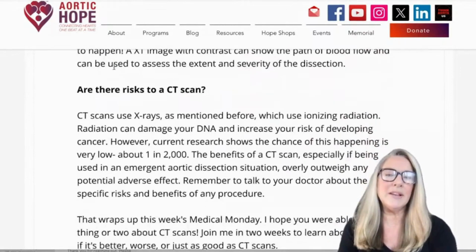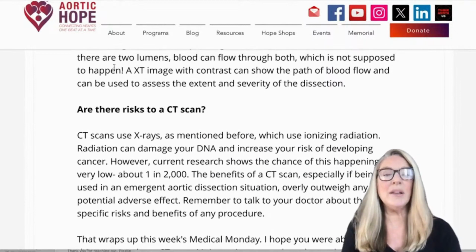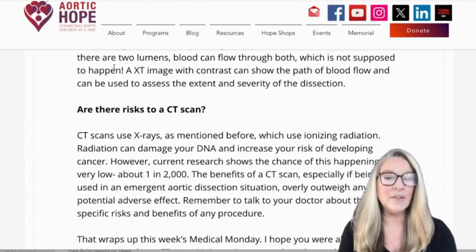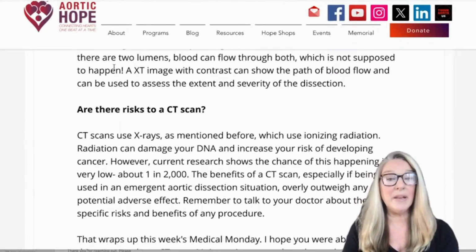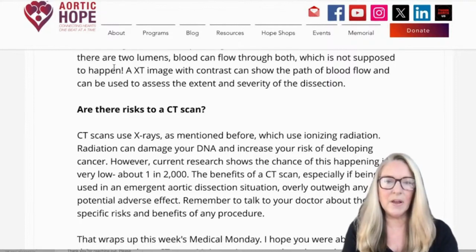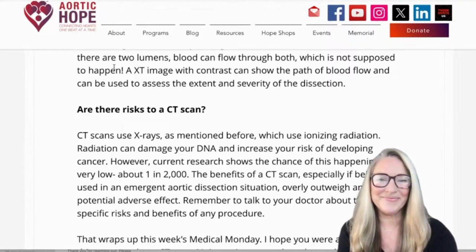Are there risks to a CT scan? CT scans use X-rays, as mentioned before, which use ionizing radiation. Radiation can damage your DNA and increase your risk of developing cancer. However, current research shows the chance of this happening is very low, about 1 in 2,000. The benefits of a CT scan, especially if being used in an emergent aortic dissection situation, far outweigh any potential adverse effect. Remember to talk to your doctor about the specific risks and benefits of any procedure.